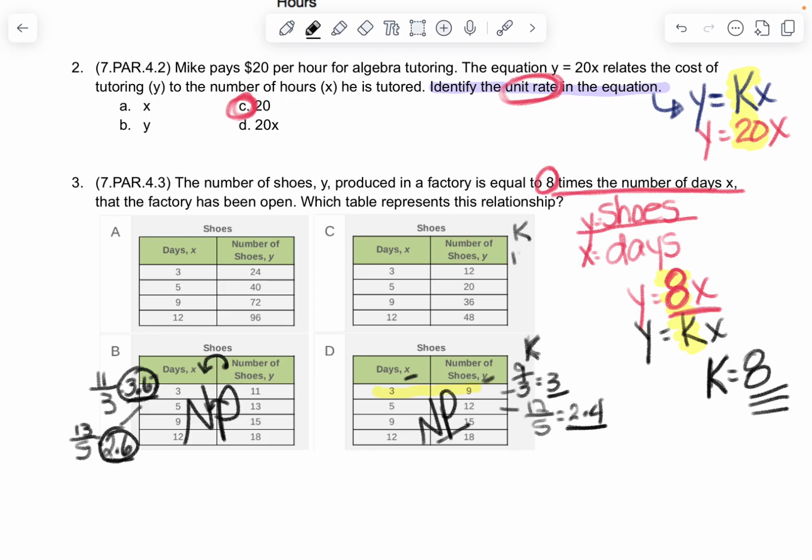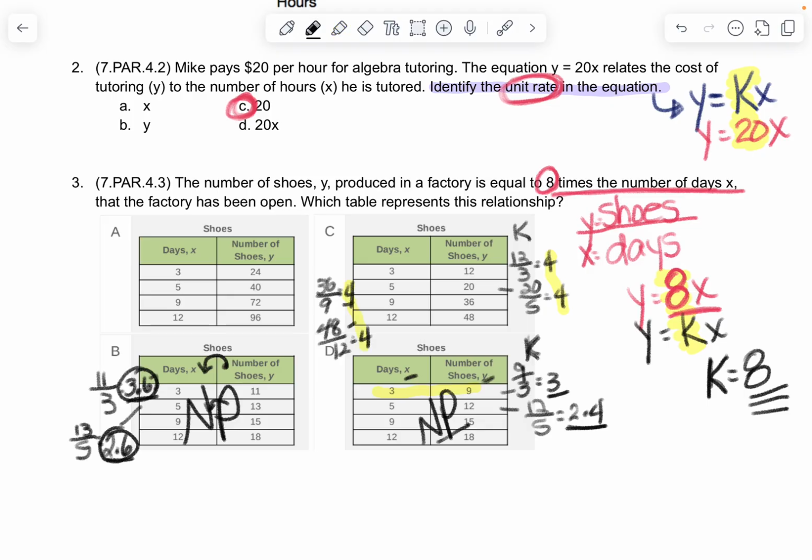Okay. 12 over 3 is 4. 20 over 5 is 4. All right, now we're on a little bit of a roll here. 36 over 9 is 4. And 48 over 12 is 4. That answer choice C is proportional. It is a proportional relationship because K is the same for every value.